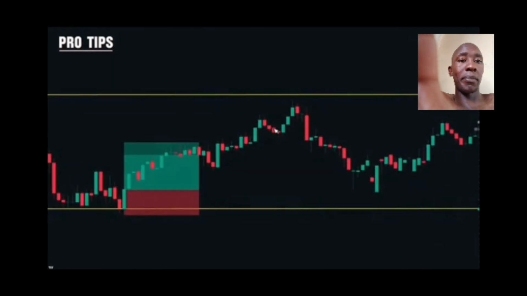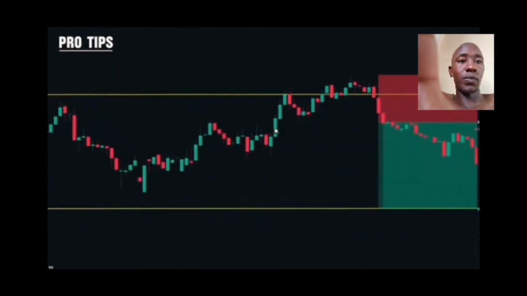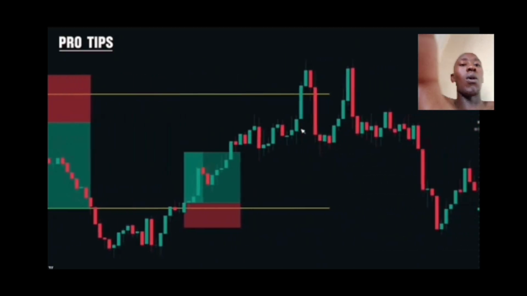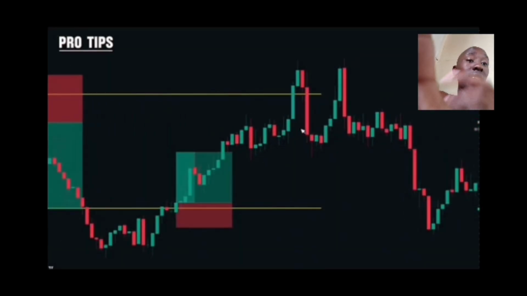2. You can take multiple trades per day from the same 4-hour range. Don't think one range, one trade. If price keeps breaking out, he just answered our question. Indeed, it is the same 4-hour candle. He's been using the same 4-hour candle.